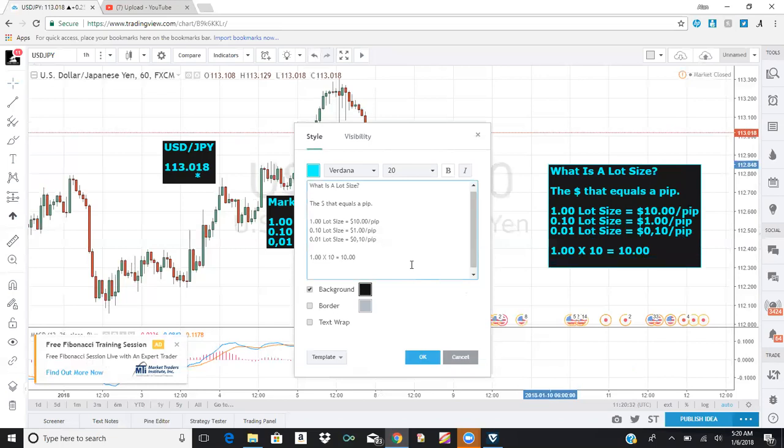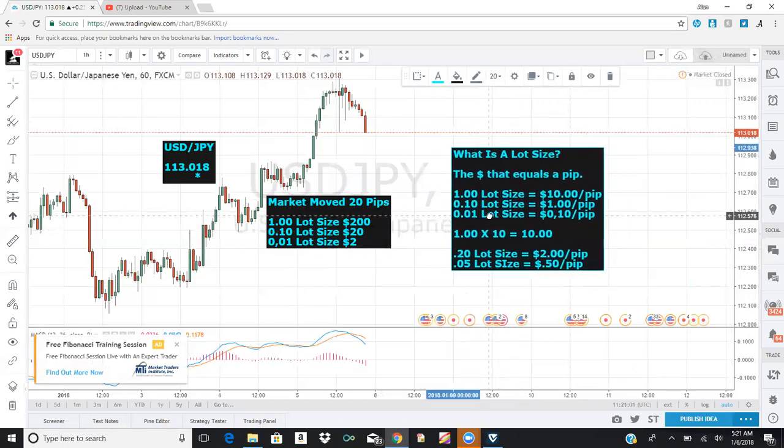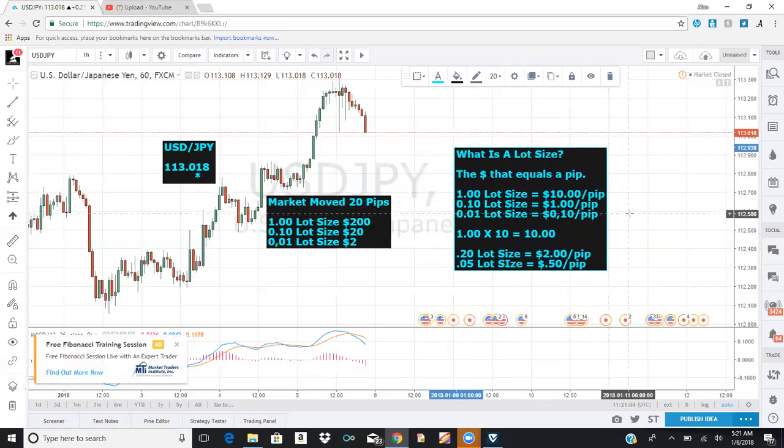So if we're trading on a 0.20 lot size, that's equal to $2 per pip. If we're trading on a 0.05 lot size, that's equal to 50 cents per pip, right? Now, hopefully that makes sense. That's basically how the market's calculated, what a pip is, and what lot sizes are.